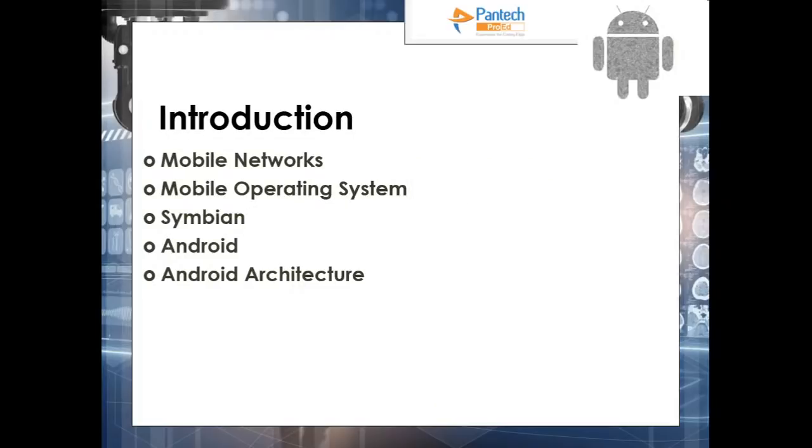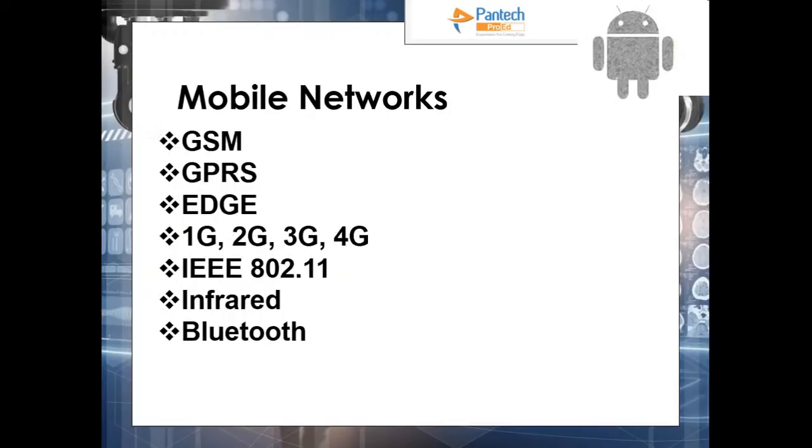Before we go into this, we will see some introduction to mobile networks, mobile operating systems, Symbian, Android, and Android architecture. Mobile network means, I hope everybody knows, GSM, GPRS, EDGE, 1G, 2G, 3G, 4G, and IEEE 802.11. What is IEEE 802.11? It's nothing but Wi-Fi. They call it IEEE 802.11, and we have versions like A, B, N, like that.